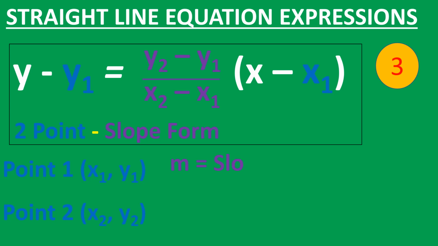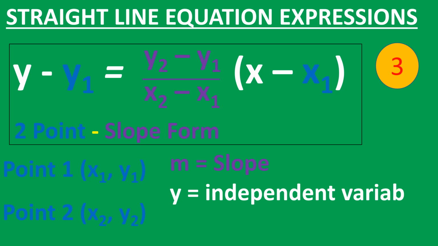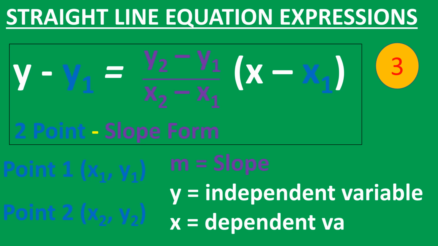Then of course you have your m, which is your slope, and this time around your slope m is represented by y2 minus y1 all over x2 minus x1. Your y is your independent variable, while your x is your dependent variable.